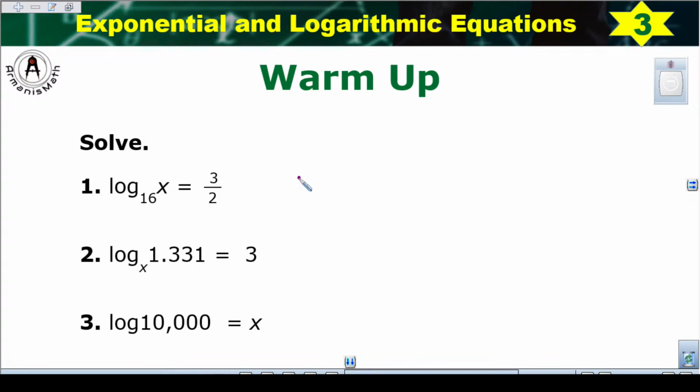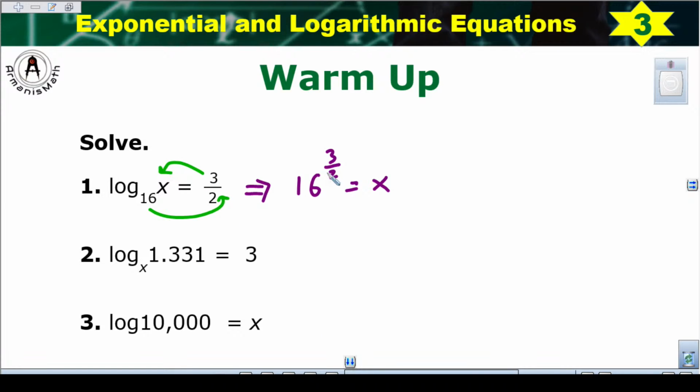So basically I have 16 raised to what power? Here we go. 3 over 2 equals this x. And I do this by doing the loop. If you guys remember, I do the loop. So I start from the base to the exponent. That's going to give me the answer, whatever I'm looking for.